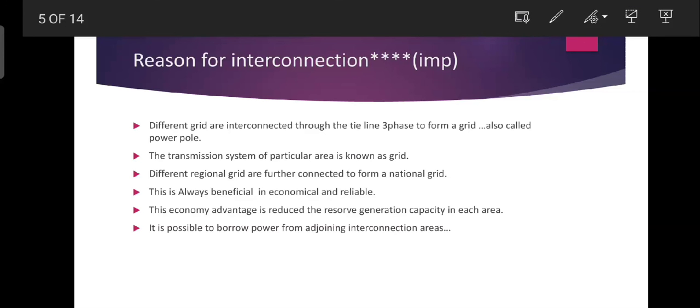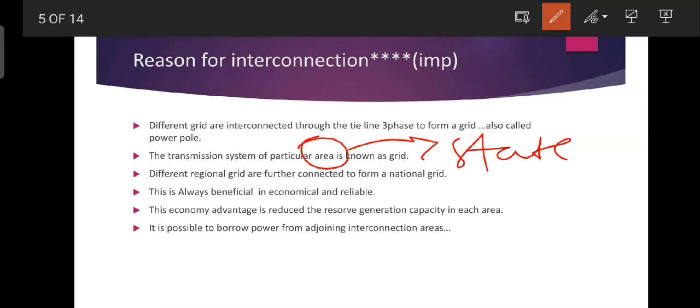Why do we use the interconnection system? Firstly, our generating station and distribution system are connected through a transmission line. The transmission system of a particular area or a state is known as the grid. Different grids are connected through three-phase lines to form what is called the power pool.